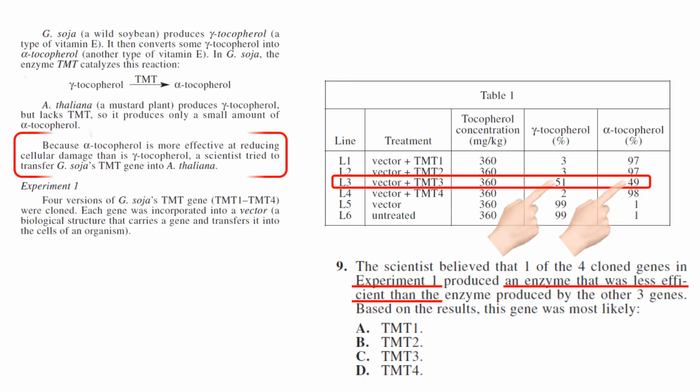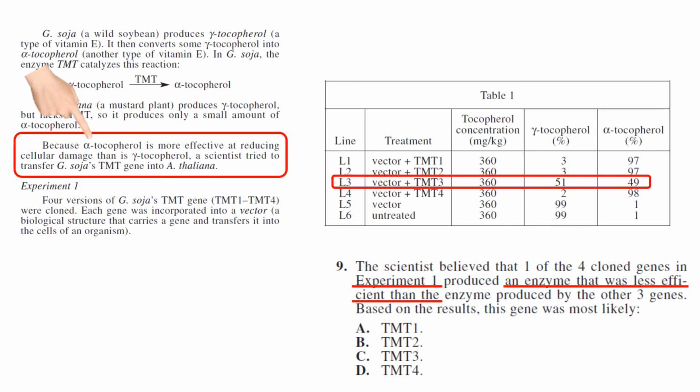How do we know that for sure? Well, in the reading it says that the, whatever symbol this is, can't remember, tocopherol is more efficient. So that means this number, if it's lower, is less efficient. So that confirms that for sure our answer is C.